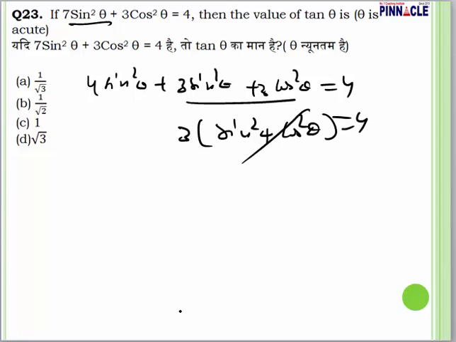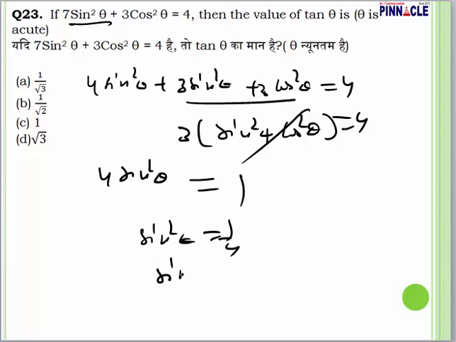So 4 sine square theta is equal to 4 minus 3, that is 1. Sine square theta is equal to 1 by 4, or you can say sine theta is equal to 1 by 2. Sine theta 1 by 2 is equal to 30 degree. So value of theta is 30 degree. Tangent 30 would be equal to 1 by root 3. Answer is A. Next question, question number 24.